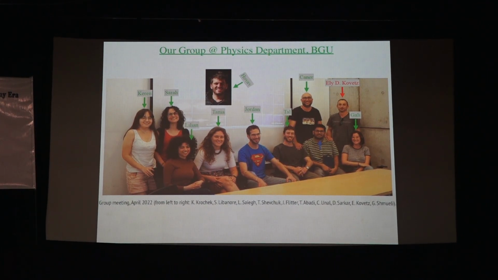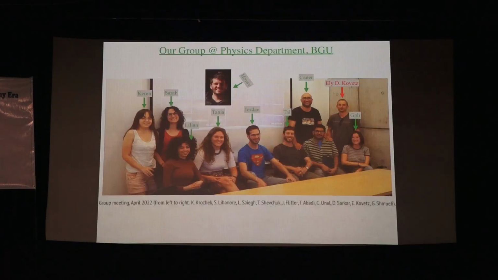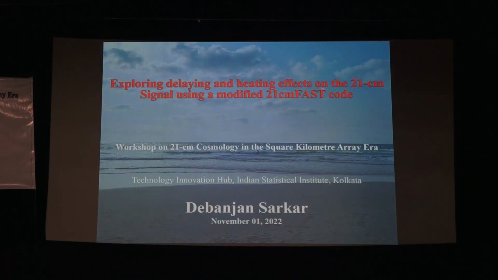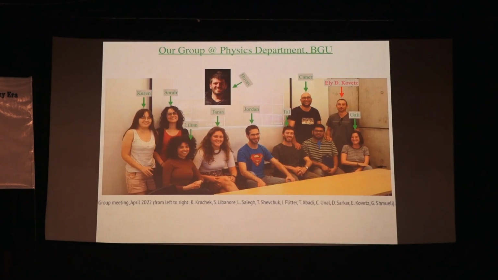As the title suggests, I'll be exploring the delaying and heating effects on the 21 centimeter signal using a modified version of the 21 centimeter fast code. This is a semi-numerical code, as Girish already described. Let us first start with the delaying effects that I'm going to discuss today.